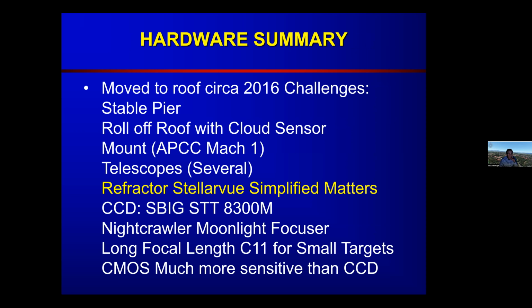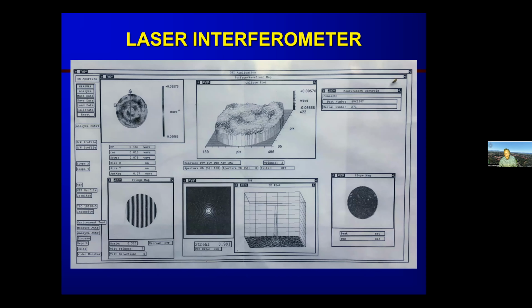So then the summary. I went over this with the move to the roof, challenges, stable pier, roll off roof with cloud center, the mount, astrophysics control center, Mach 1, telescope, several, the refractor, the Stellarview, simplified matters. I had a CCD, the Nightcrawler Moonlight focuser is a great focuser, but very complicated. Then I went for the long focal length C11 for small targets, and the CMOS sensor, which is more sensitive. It's 10 times more sensitive. But I love the Stellarview.